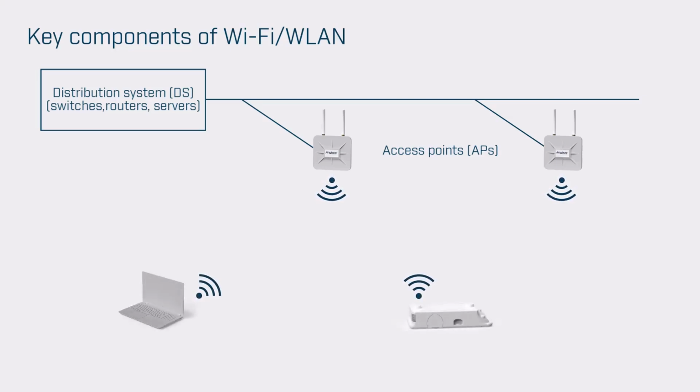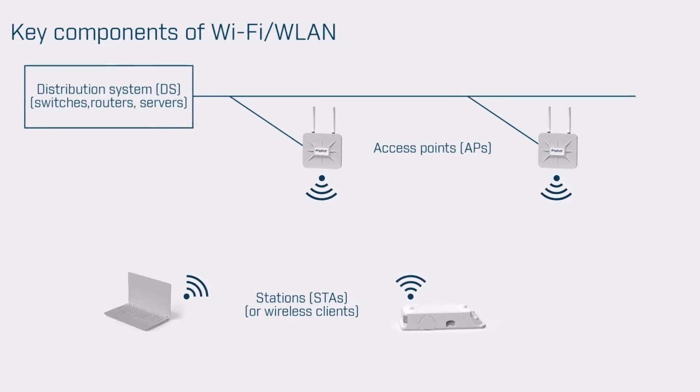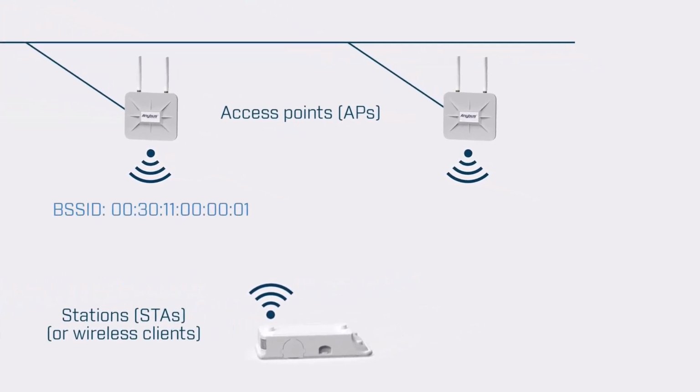Devices that connect to Wi-Fi, such as laptops or industrial equipment, are officially called stations or STAs, but they are also commonly referred to as wireless clients. Each access point has a unique identifier called a Basic Service Set Identifier, BSSID, which is the MAC address of the specific radio interface in the access point.